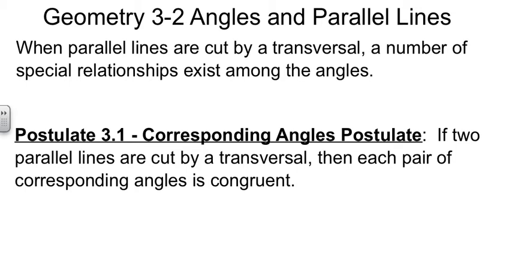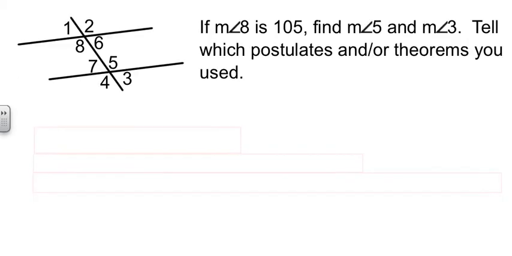So our first postulate of the chapter, postulate 3.1, which is called the corresponding angles postulate. If we have two parallel lines cut by a transversal, then the corresponding angles are congruent. Each pair of them turns out to be congruent, which is a really useful fact.